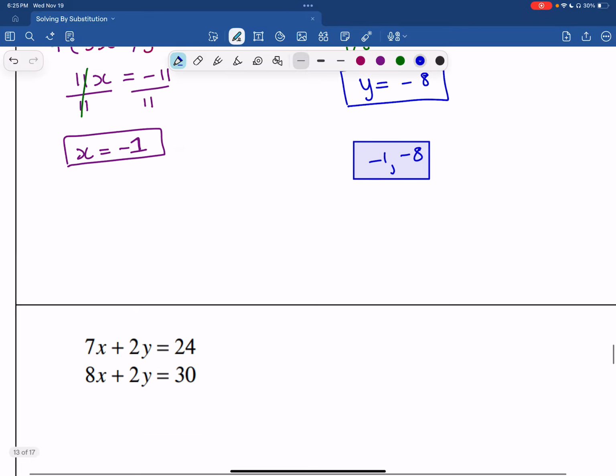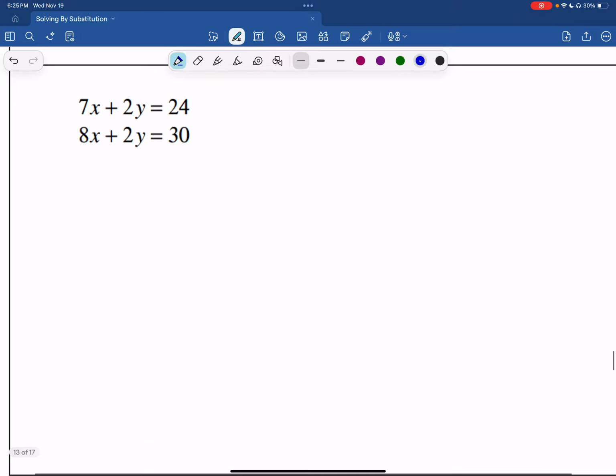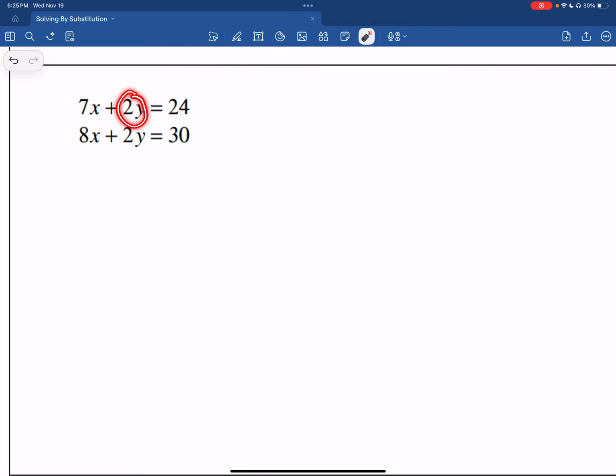Okay, let's look at another example. 7x plus 2y equals 24. 8x plus 2y equals 30. So in both equations, we have this 2y. Same term, same coefficient, same variable, but they're not opposites of each other because they're both positive. And to use elimination to solve a system, we would like to have one positive and one negative. So in order to make one of these equations negative, I would need to multiply one of them by -1.